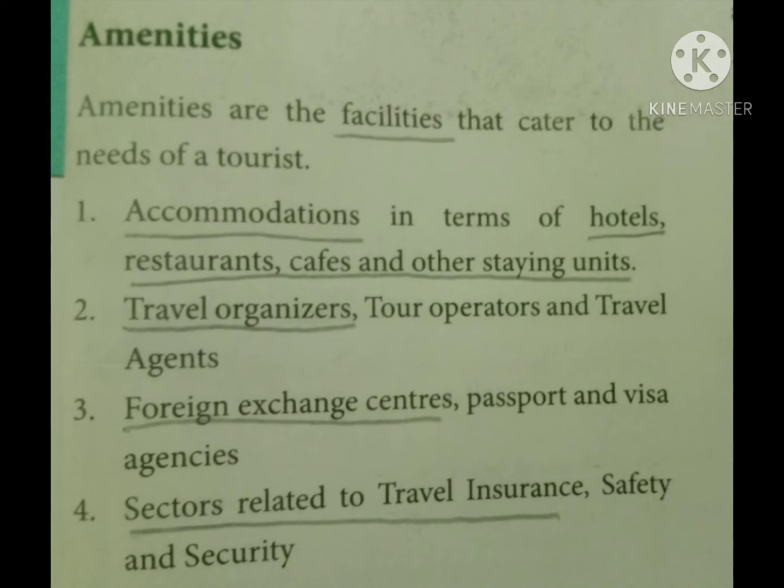And last one is sectors related to the travel insurance and safety and security. Wherever you go, you must be safe, isn't it? So for the safety concern, you will expect the travel insurance and safety and security purpose. If all these facilities are there, that is the best place to visit, because every tourist will expect these facilities wherever they go. So this is a very important basic component of the tourism.